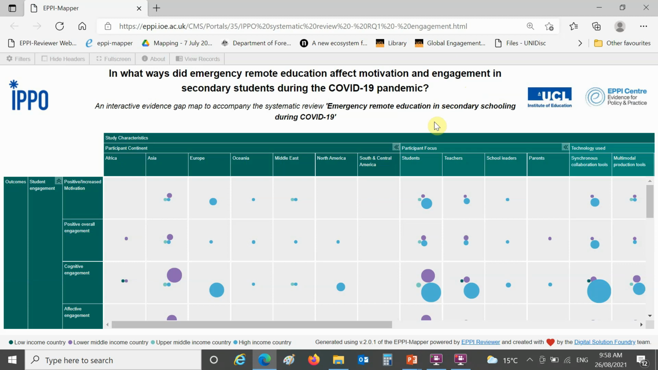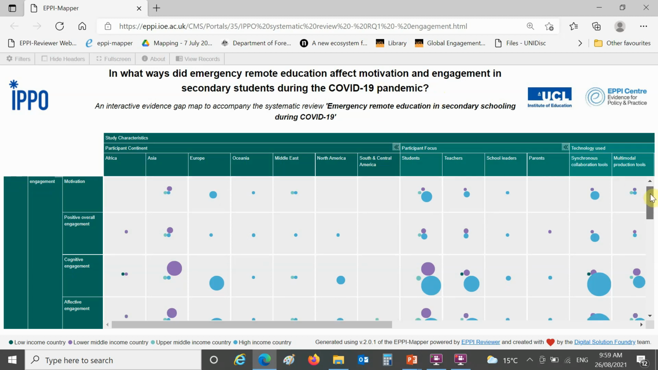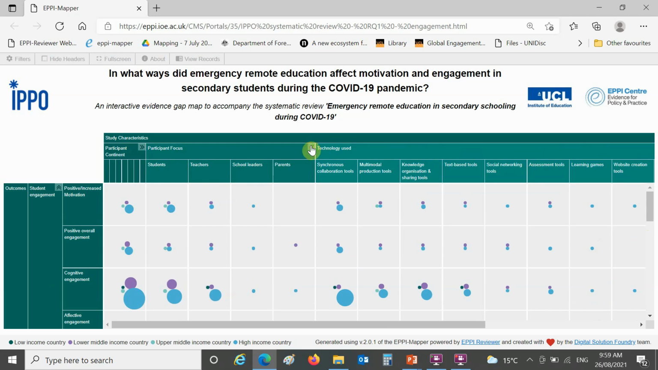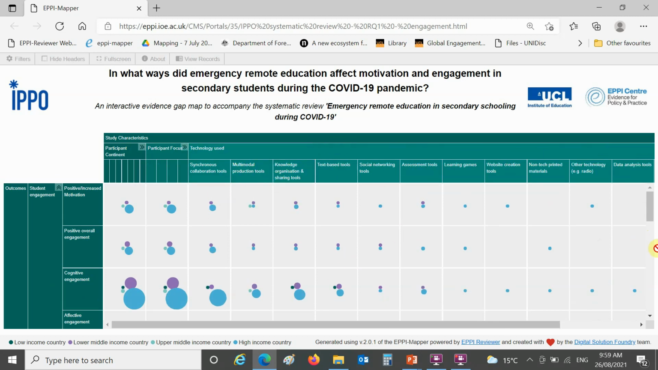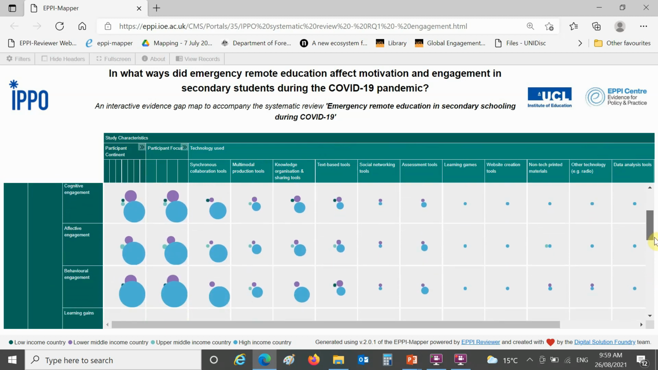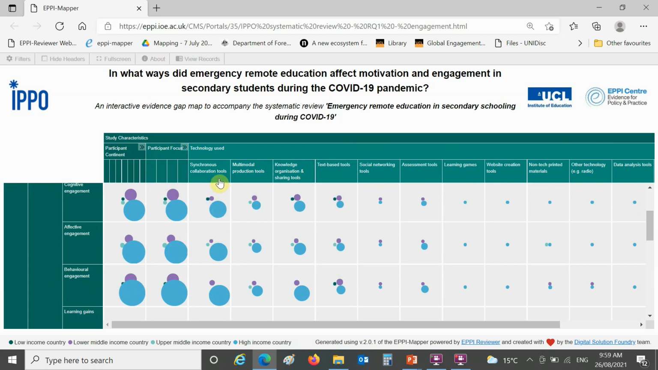And basically it relates, in particular, to the motivation and engagement research question. What it shows you here is up here we have the study characteristics with the participant continent, participant focus, technology used, and then down the left we have the outcomes, so the different student engagement domains down the left-hand side. So if I just collapse this, and here's the different types of technology used. And here you can see that synchronous collaboration tools, really unsurprisingly, had the highest level of engagement across all three domains.